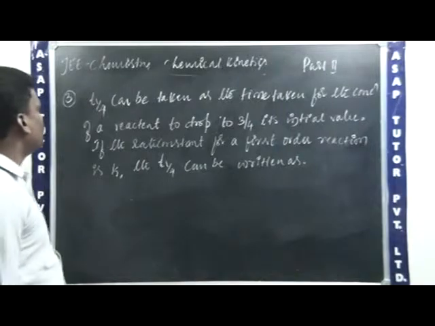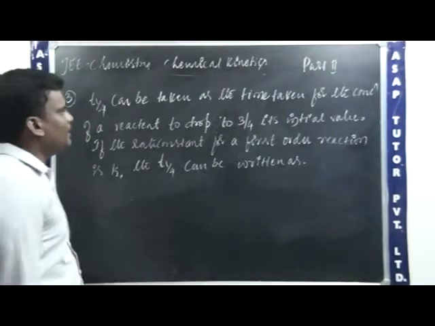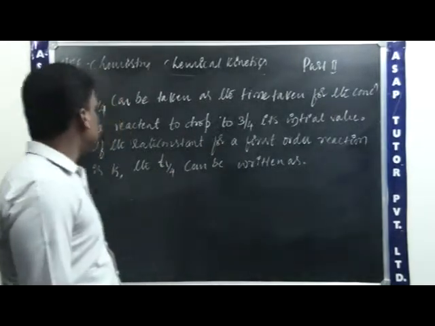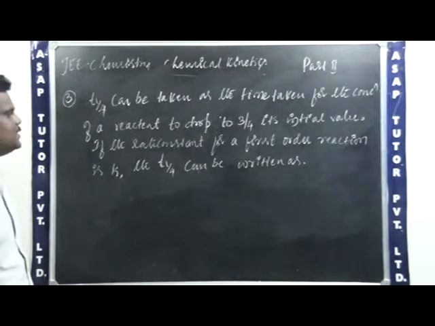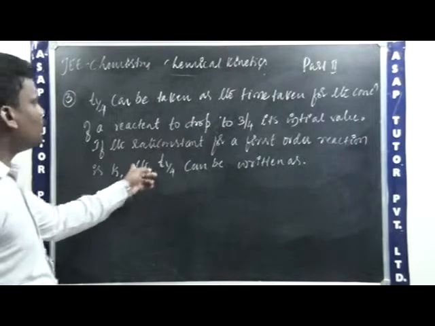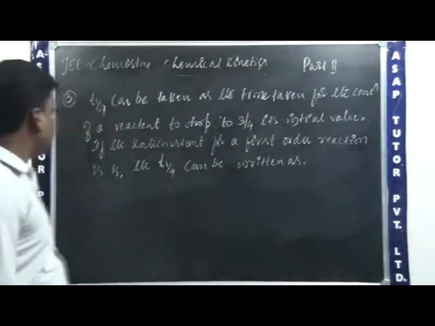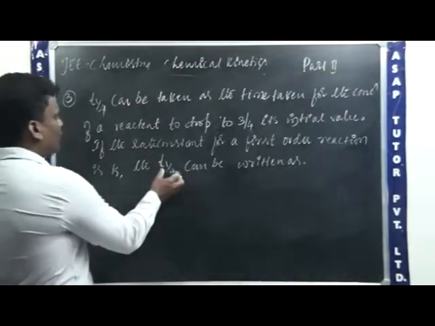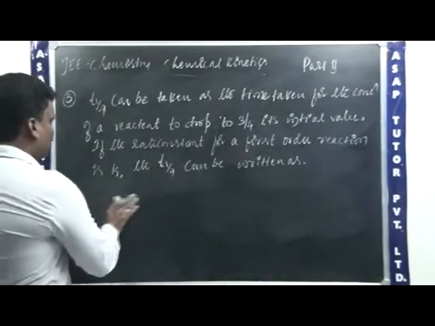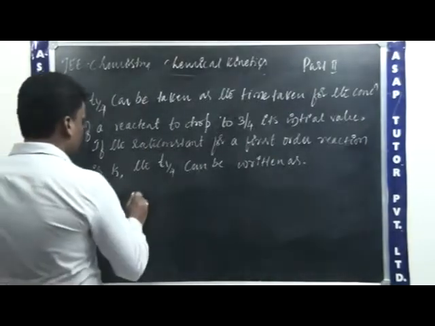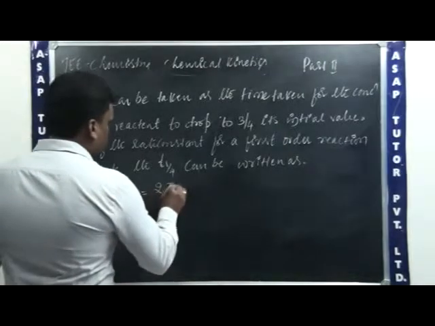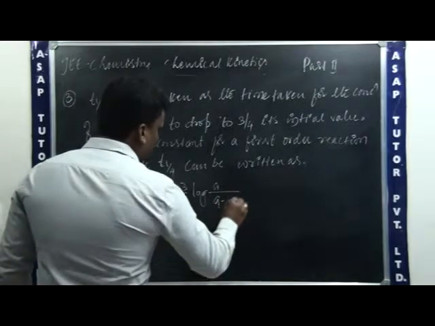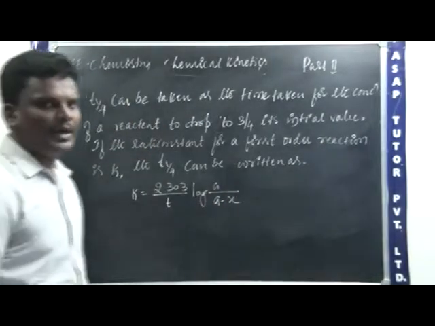Next we'll pass on to the third problem. T 1/4 can be taken as the time taken for the concentration of the reactant to drop to 3/4 of its initial value. If the rate constant for a first order reaction is K, the T 1/4 can be written as what? So now we need to find the value for T 1/4. I'll write the formula for the first order reaction to find the rate constant: K is equal to 2.303 divided by T log of initial concentration divided by final concentration, A divided by A minus X.